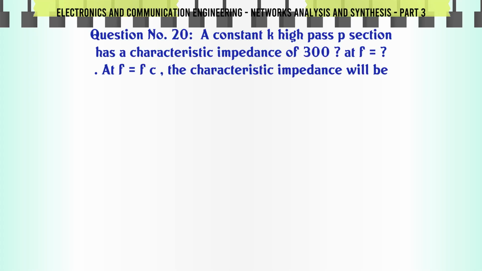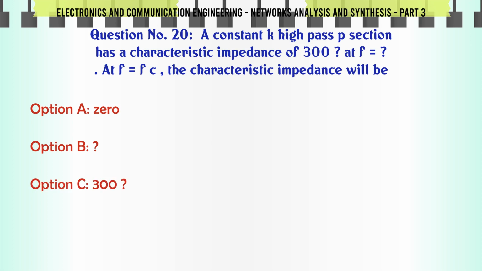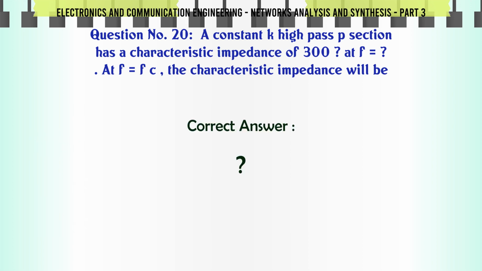A constant K high-pass pi section has a characteristic impedance of 300 at f. At f = fc the characteristic impedance will be A 0, B ∞, C 300, D more than 300.